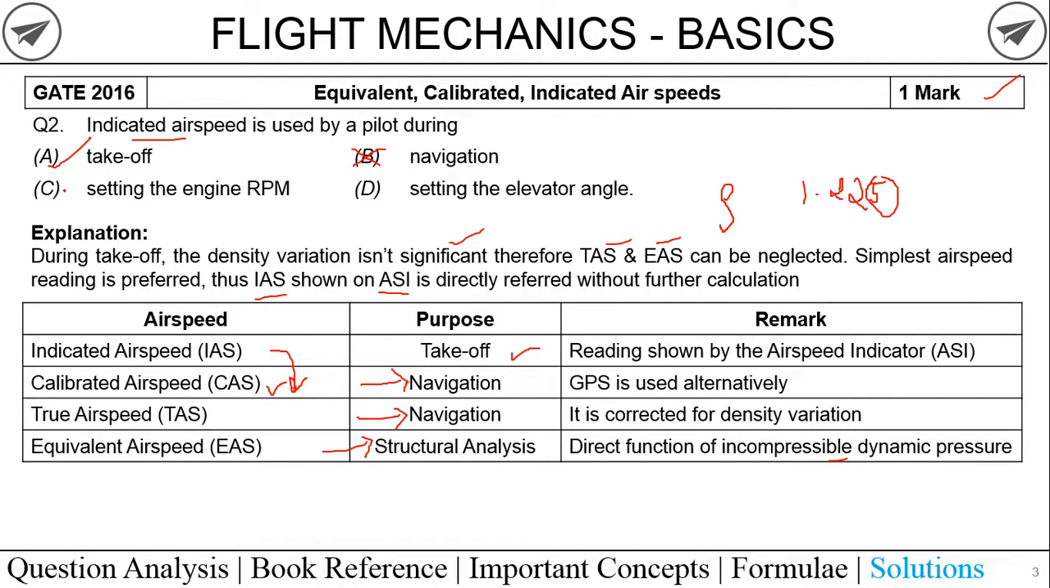So for setting the RPM and elevator angle, we need the accurate airspeed. Particularly for elevator angle, we need the calibrated airspeed, or the airspeed corrected for installation or position error. So for this, we may need the calibrated airspeed. Similar is the case with setting the engine RPM.